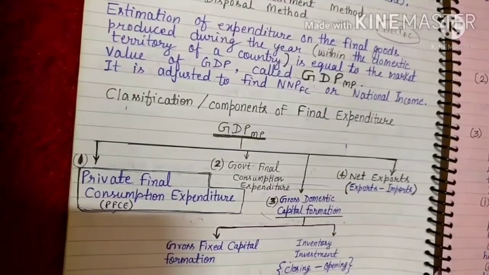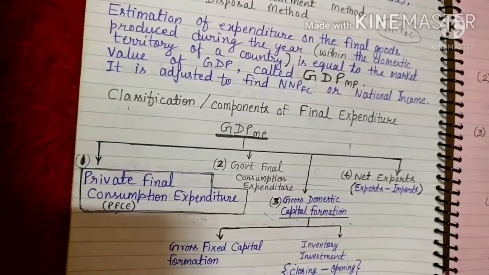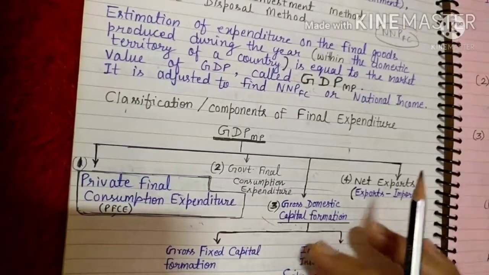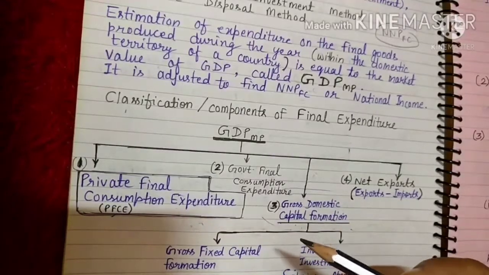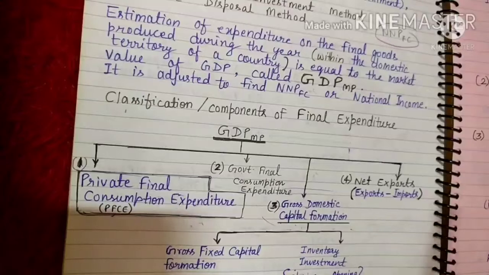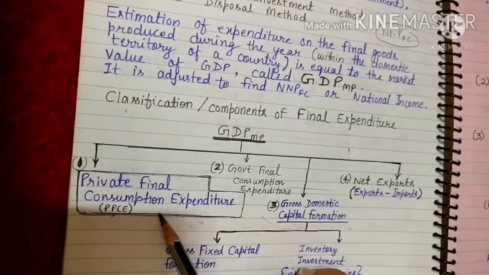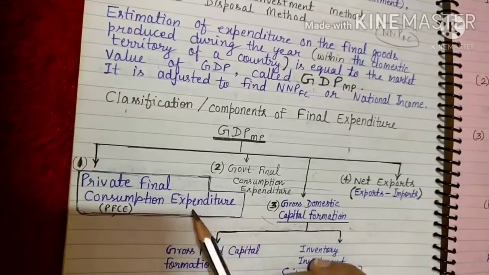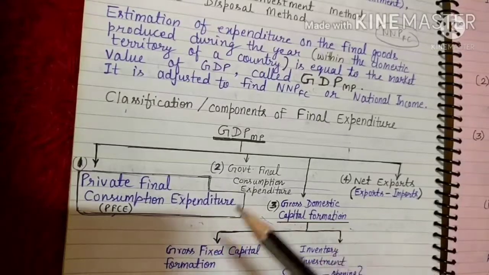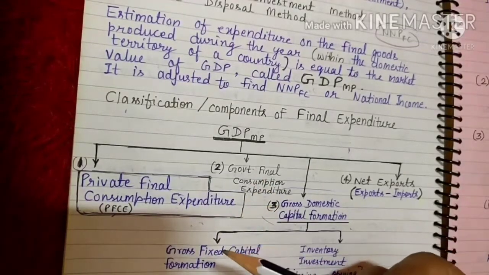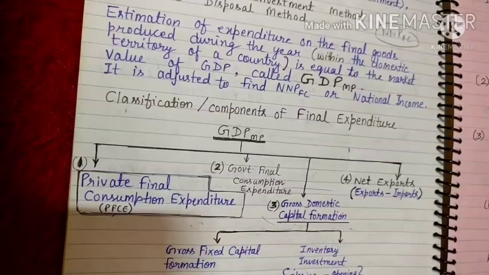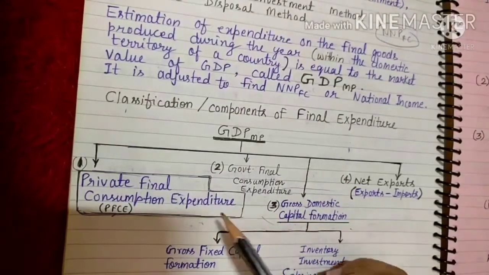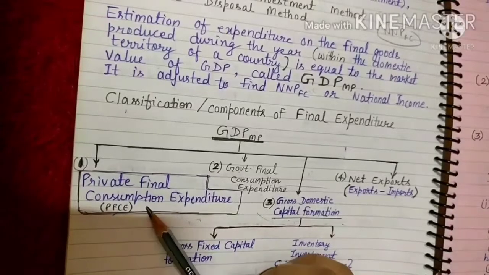Clear or not? Say I am doing expenditure to purchase milk or butter. That expenditure on purchasing butter or milk, which are non-durable goods, comes under private final consumption expenditure. Or the expenditure done by the consumer on durable goods. Durable goods means furniture, washing machines, TV, radio; these are called durable goods. If I am doing expenditure on these things, that expenditure also comes under PFCE, private final consumption expenditure.